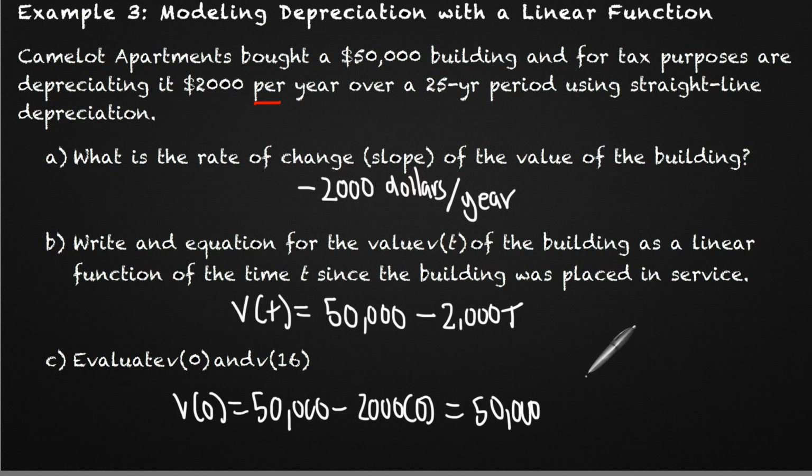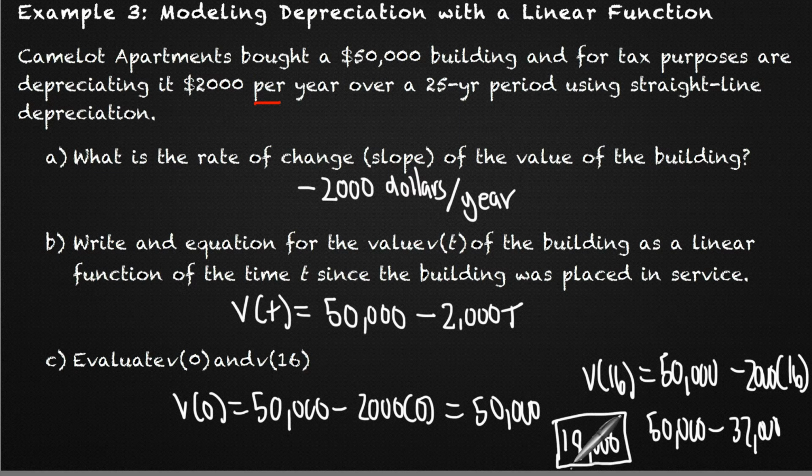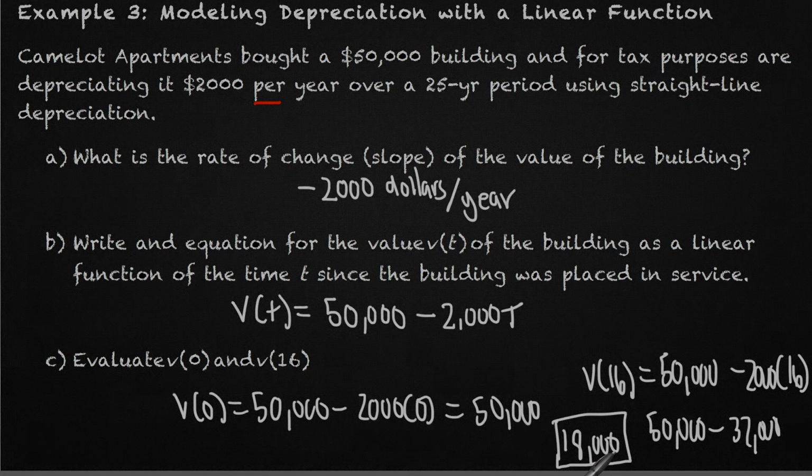And then v of 16 is going to be 16 years later. So 50,000 minus 2,000 times 16. That's going to be 50,000 minus 32,000. That's going to be $18,000. So that would be how much the building is worth after 16 years.